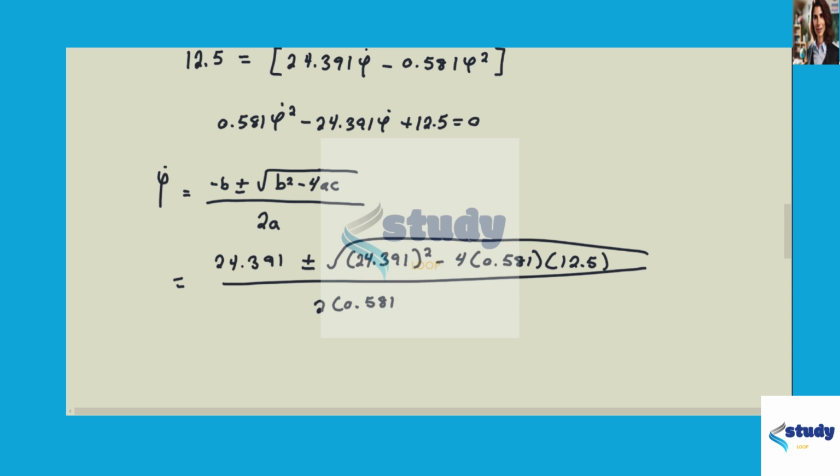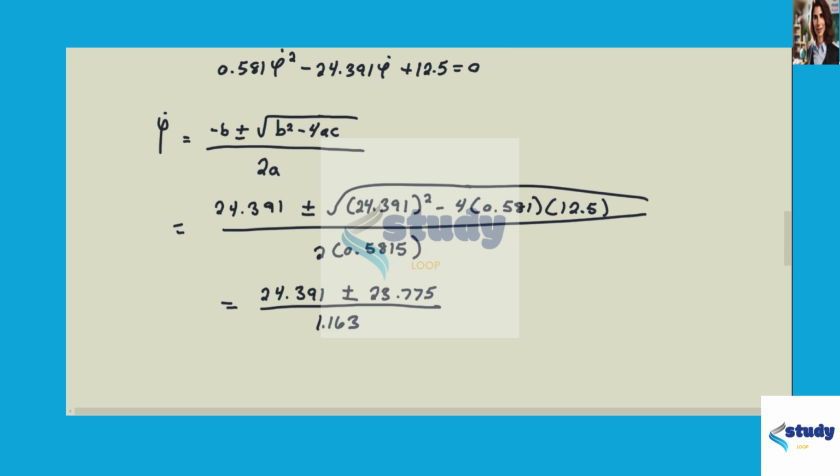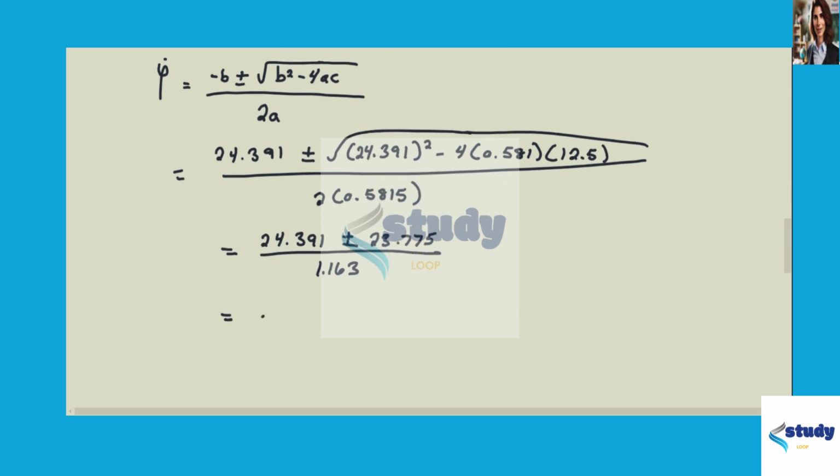Oops. Okay. And here we get 24.391 plus or minus 23.775 divided by 1.163. And from this, you have 0.5189 radians per second, or 41.42 radians per second. You're not quite done.